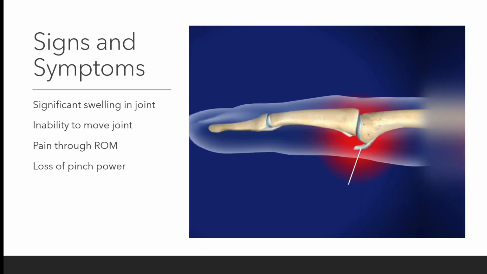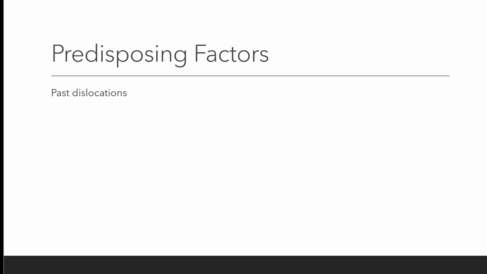Signs and symptoms, though, are significant swelling in the joint, possible inability to move the joint, or pain through the range of motion if movement is available, and also a loss of pinching power, so being able to squeeze whichever finger and your thumb together. There are no typical special tests for volar plate. However, if you force them into hyperextension, it could be a sign. There really isn't many predisposing factors. The only one that I could come up with would be past dislocations, just due to the joint laxity at that point.